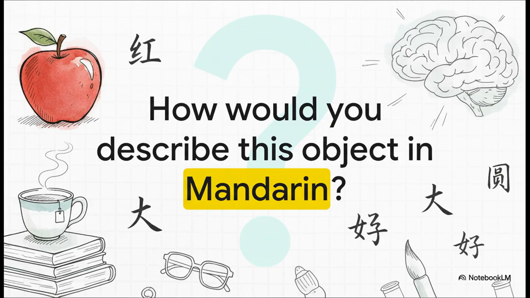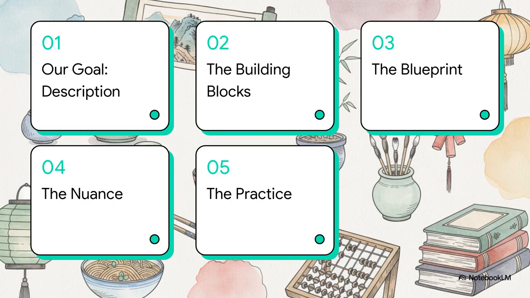So, let's kick things off with a simple question. Take a look at the slide. How would you describe this apple? I know, it seems pretty straightforward, right? But to answer this question well and fluently in Mandarin, you actually need a mix of vocabulary, grammar, and even a little cultural awareness. And by the time we're done with our lecture today, you're going to have all the tools you need to do it with complete confidence. That's our goal.